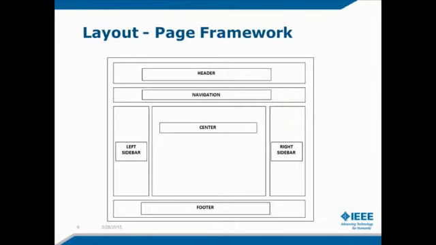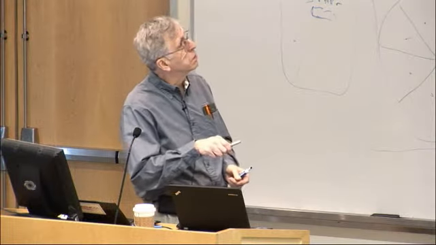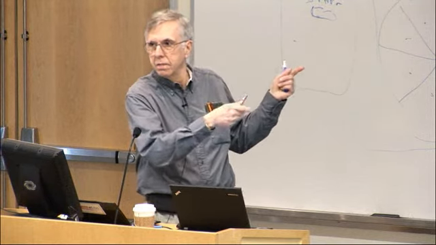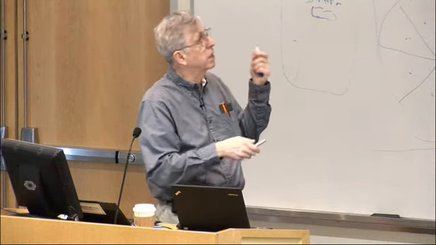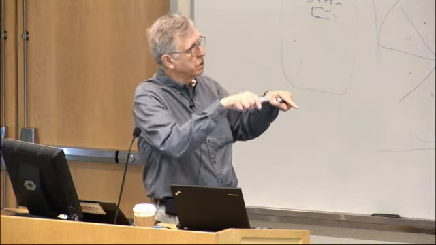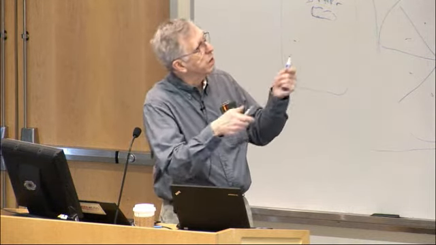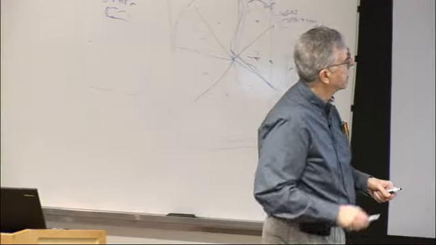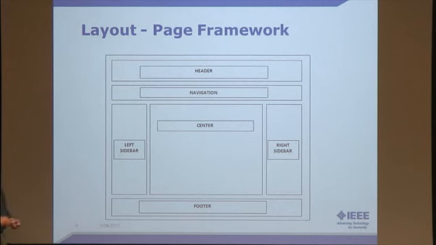So here's the basic layout of a page. There's a header at the top, which could have a picture, it could have text, whatever you want, different kinds of things. Then there's what's called the navigation area, which is typically where you have menus, things that you can click on, a search area, something like that. Then they have what's called sidebars. So they have a left sidebar area and a right sidebar area. There's a footer, and then there's the center.